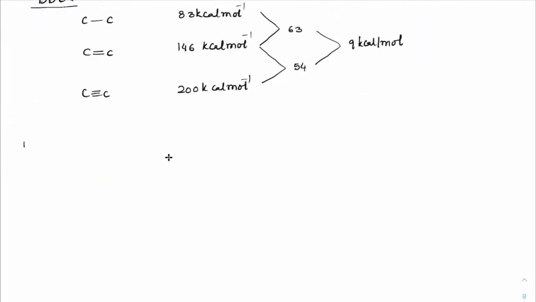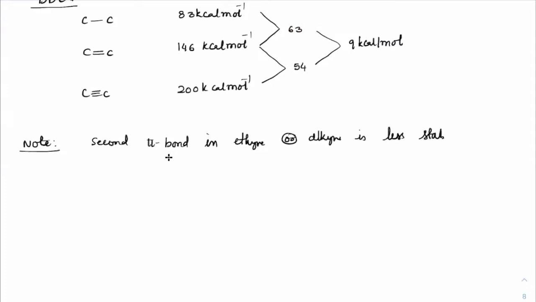That is an important note: the second pi bond in ethyne or any alkyne is less stable than the first pi bond by about 9 kilocalories per mole.